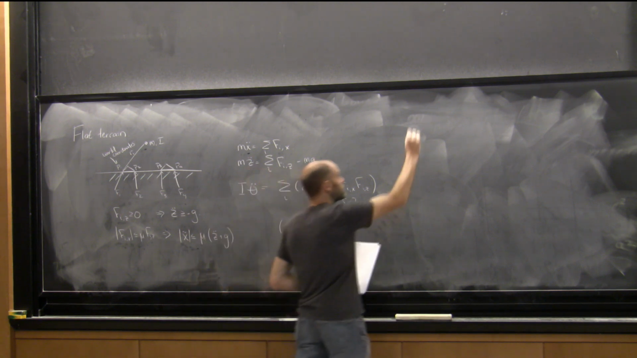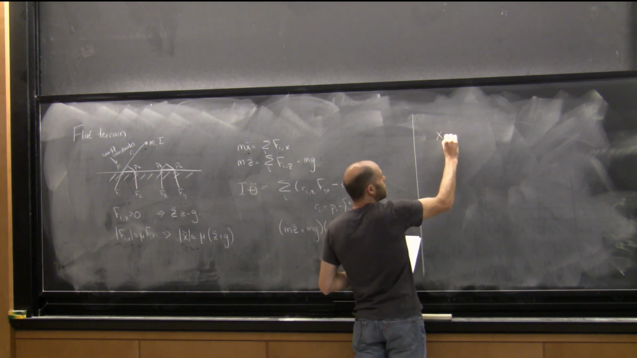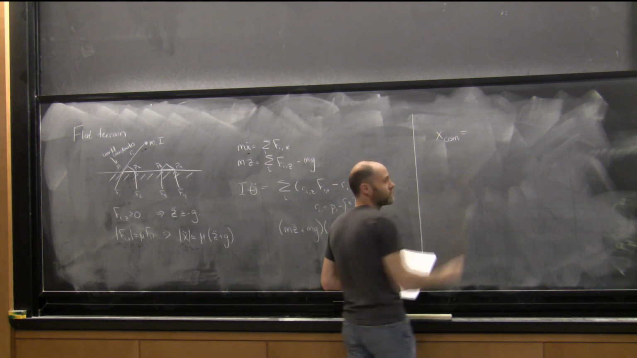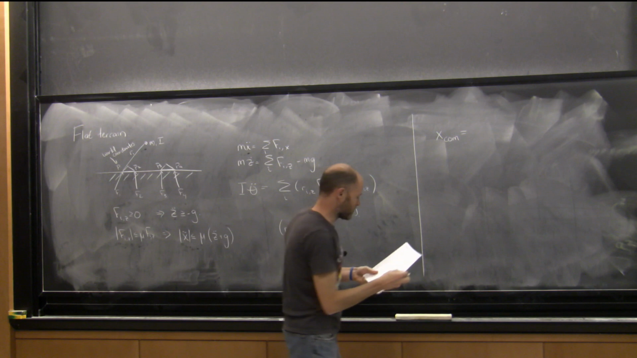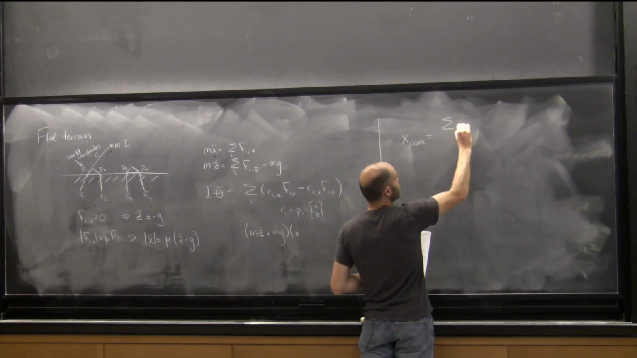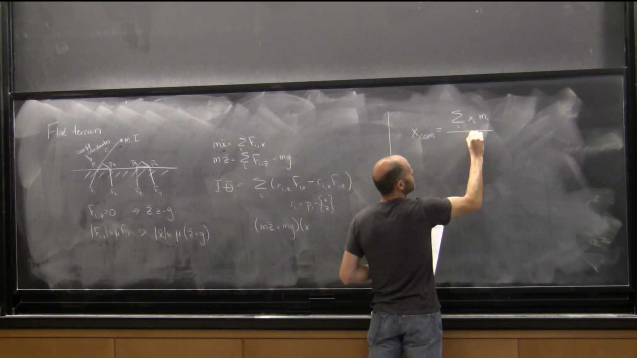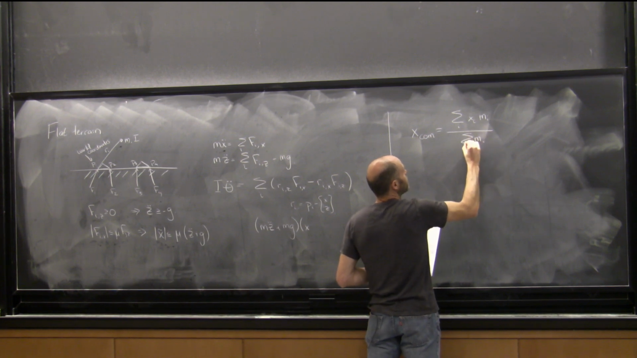I forgot to define center of pressure for you. So first of all, you know what the center of mass is. That's a familiar concept that we use a lot. If I have a bunch of masses at some location, xi, then the center of mass is a position in R3, right?